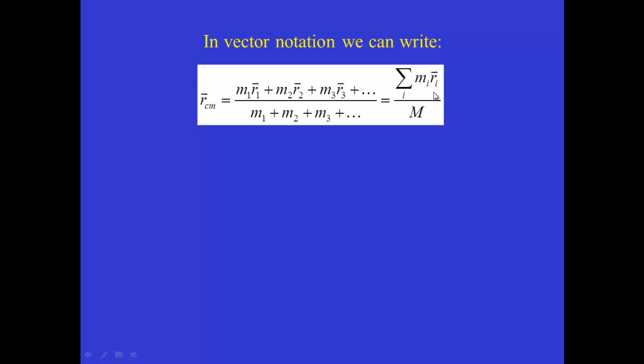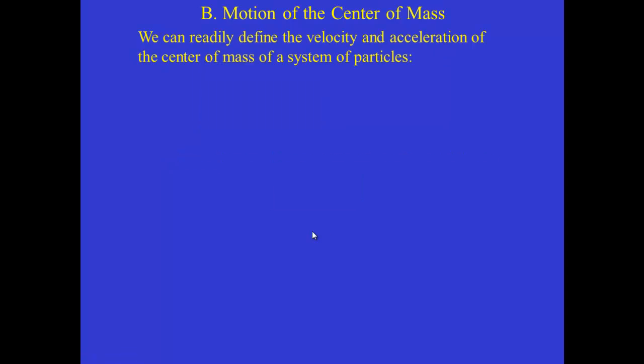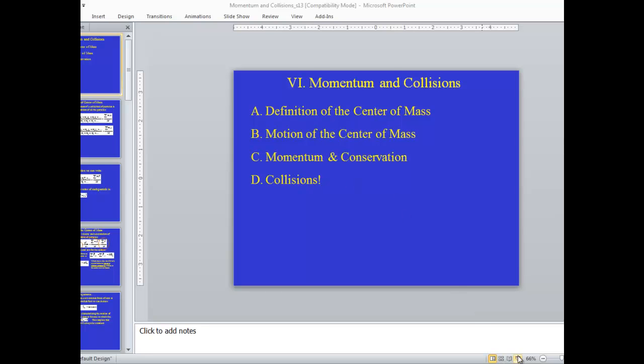We just have to remember, of course, that in this sum the r values are vectors so that they have an i and a j and perhaps a k component if we have objects that are at different positions in three-dimensional space. So the position vector, just to remind us, for a single particle, is given by x i plus y times j. And the reason that we like this vector notation is that we now can define both the velocity and the acceleration of the center of mass of a system of particles.